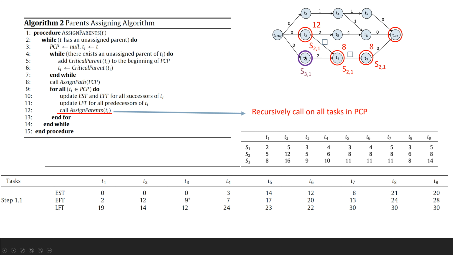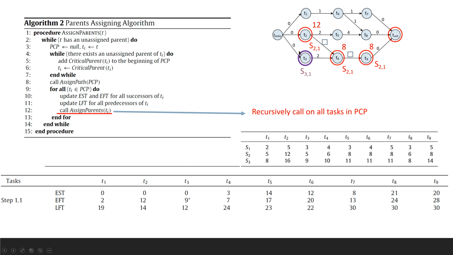And based on this one, start from this one, we will check all the critical parents and then assign to the PCP because it has only one node. So basically, this will become a new PCP. And then we will assign it to either the existing instance of virtual machine or the new instance of virtual machine, as we talked about previously. And then we will recursively update its parents or the child, EST, EFT, and LFT.